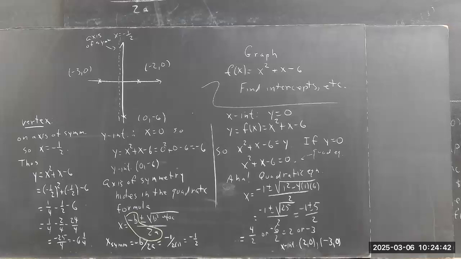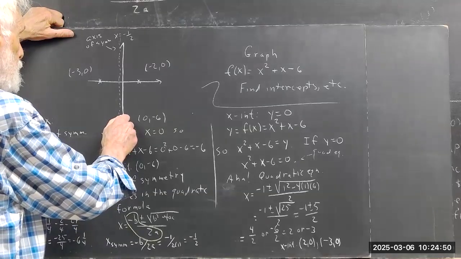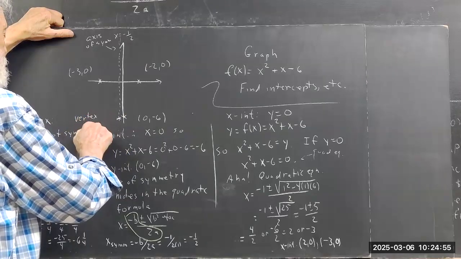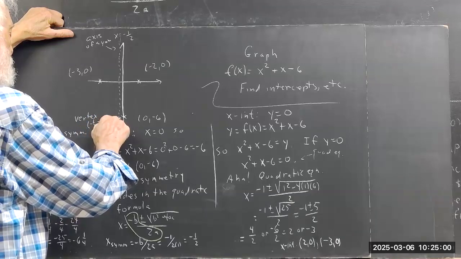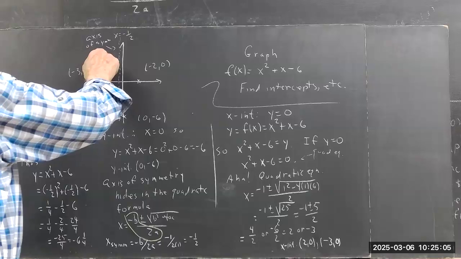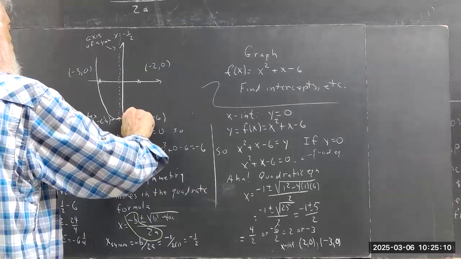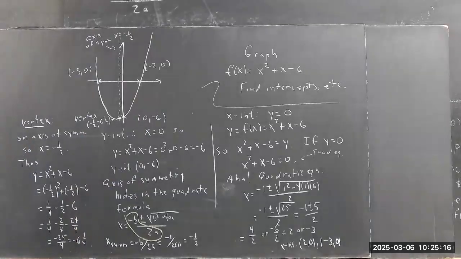Okay. In any case, it tells us that our vertex is just a little lower. So now we sketch a nice symmetric graph that almost goes to the right point. Okay.